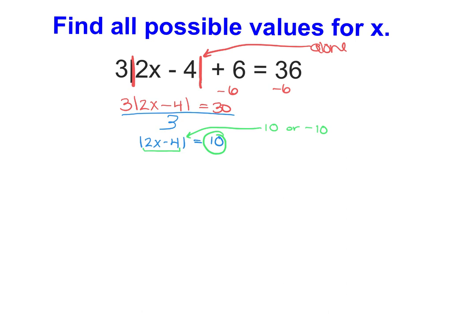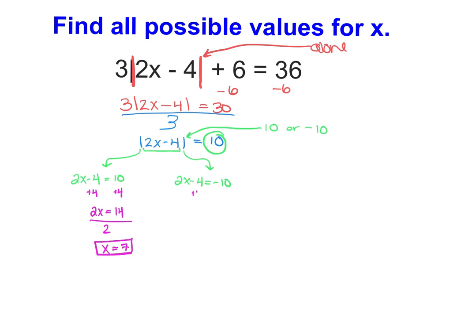So in order to break down these prison walls, I'm going to set this inside piece of 2x minus 4 equal to 10, and I'm going to set it equal to negative 10. And then from here, all I have to do is solve my two mini equations. So I'm going to add 4 to each side. So we have 2x is equal to 14, divide by 2. And I find that one option is x is equal to 7.